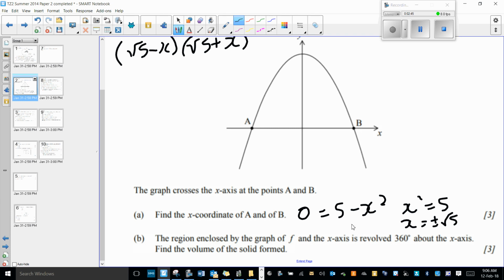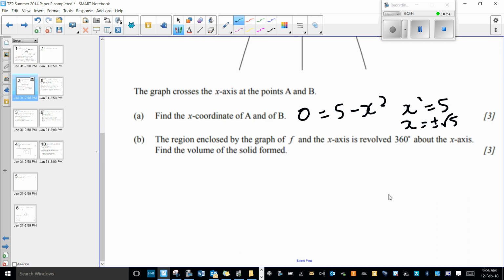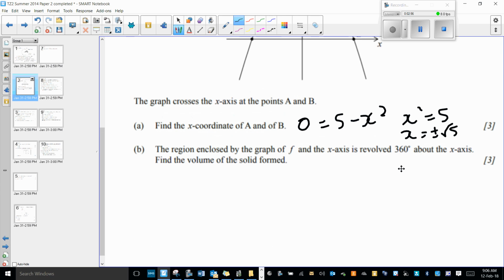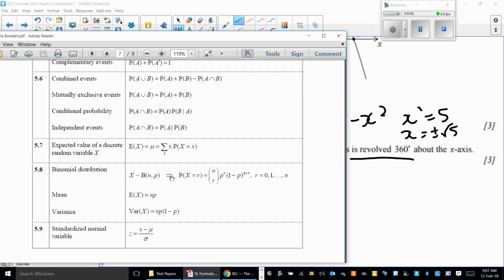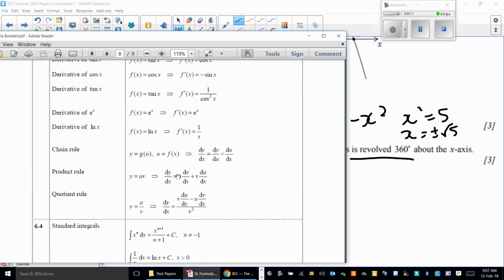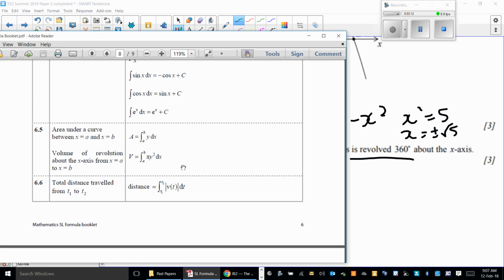Find the region enclosed when revolving around 360. Okay, so it's 3 marks, so we probably should just show some work here. So we've got revolution, maybe remind you from the, okay, here we go, volumes of revolution.